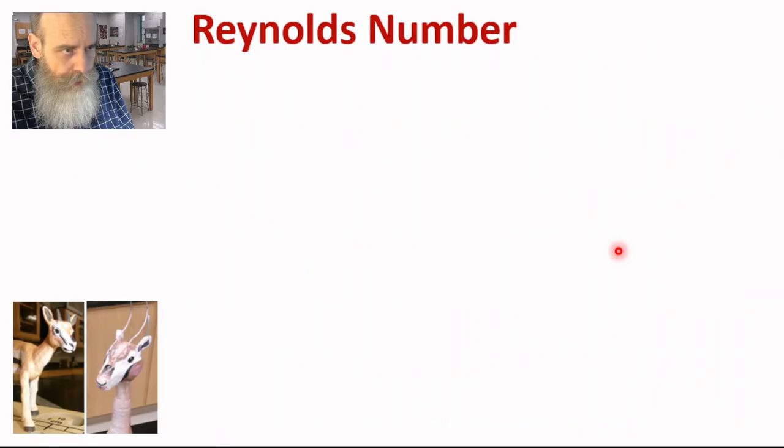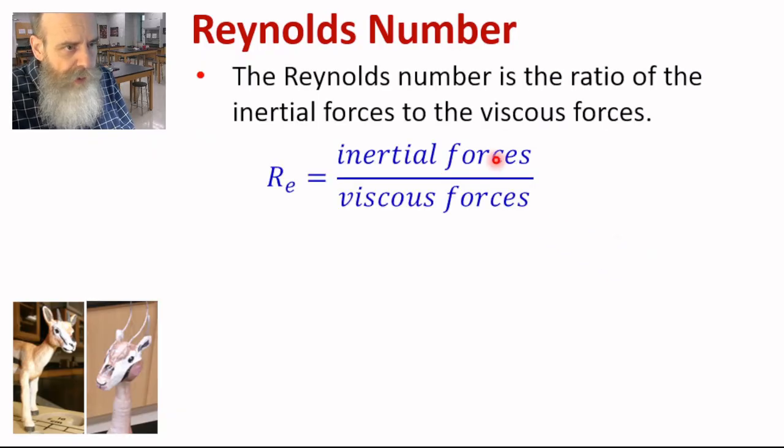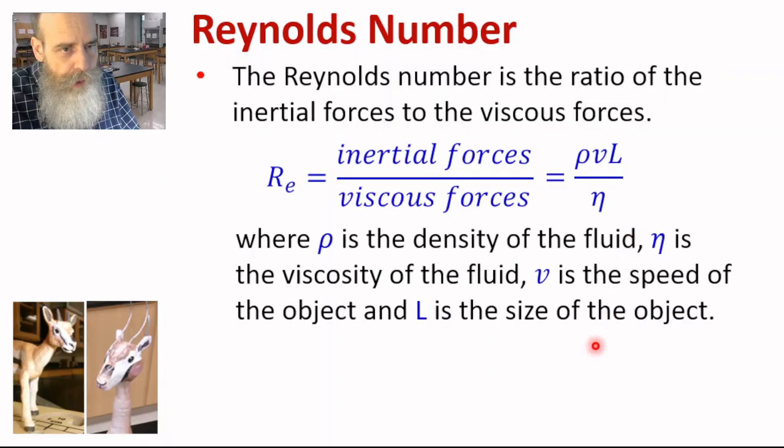Reynolds number. In order to determine whether or not we have viscous drag or inertial drag, we need to look at the Reynolds number. The Reynolds number is a ratio of the inertial forces to the viscous forces. And it can be written as rho VL over eta, where rho is the density of the fluid, eta is the viscosity of the fluid, v is the speed of the object, and L is the size of the object, such as the diameter of the coffee filters.